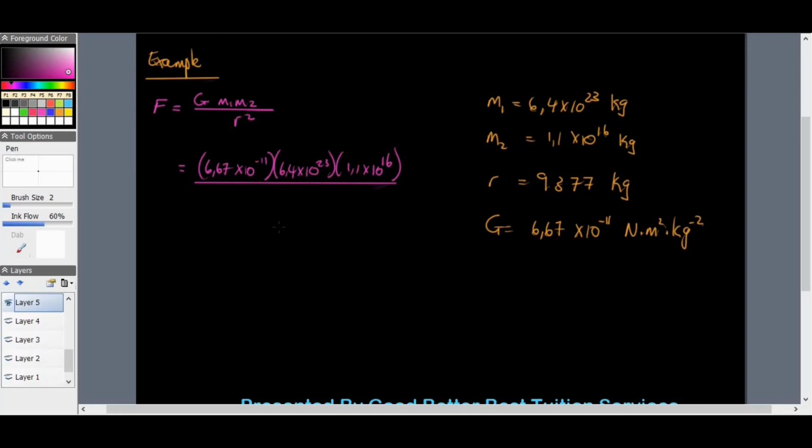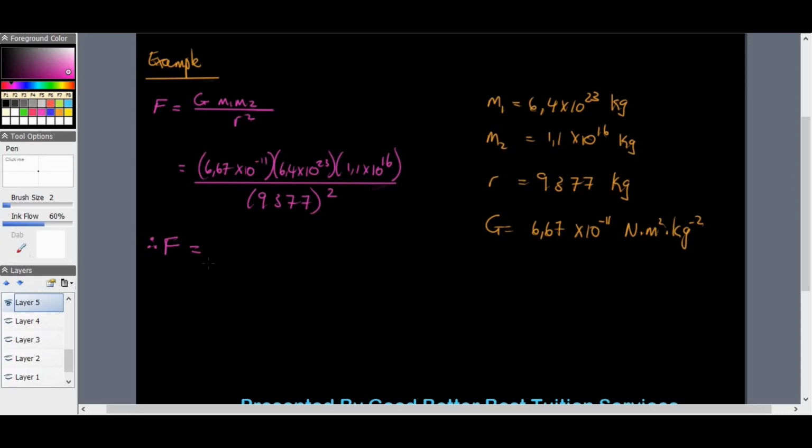R is the distance squared. So I have to square 9,377. And I punch that in on my calculator, and therefore I'll get the gravitational force. Okay, let's take time just to quickly punch that in on the calculator. You're welcome to do that with me.